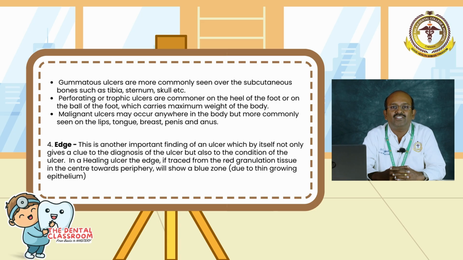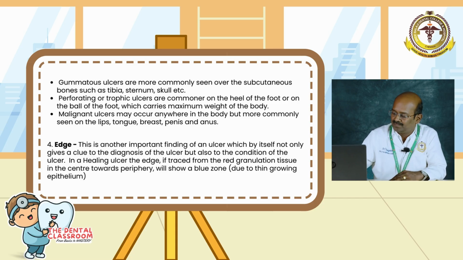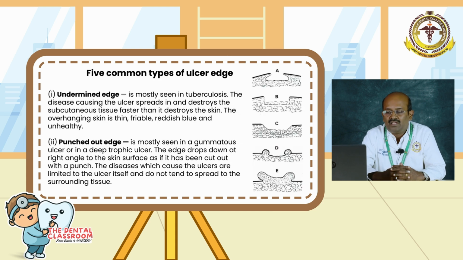Next, we will move on to the edge of an ulcer. The edges will tell a story about what exactly you are going to see, whether you are going to see a healing ulcer or a non-healing ulcer. What is the edge? The area which connects the margin to the floor is called an edge. An edge can be sloping. We will have different types of edges. We will come across it later. These are the different types of edges of an ulcer.